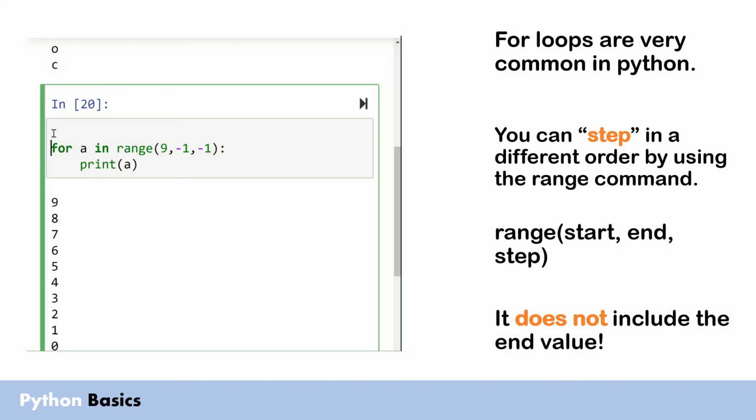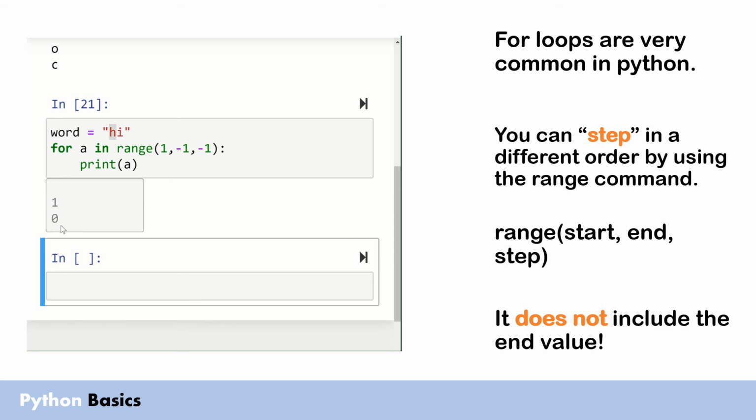Let's say I've got some text. Let's call this word. It's got 2 letters in it. So my starting position will be 1. My end position is 0 because I want to include that. But remember, you have to go 1 more because it doesn't include it, which is why I've got -1 here. So I'm getting the values 1 and 0.